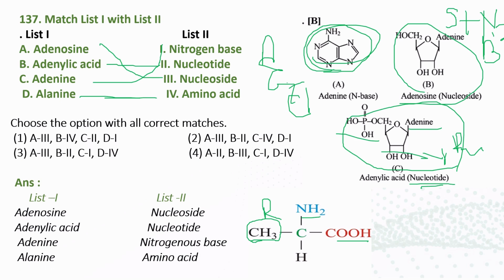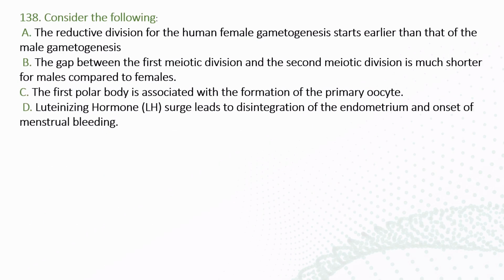So what was the correct option here is A3. Three options are there: A3 is adenylic acid, B2 is adenosine, whereas C1 is adenine, and D4 is alanine. Okay, so the third option is correct here. We'll move on to the next question. What is the next question?